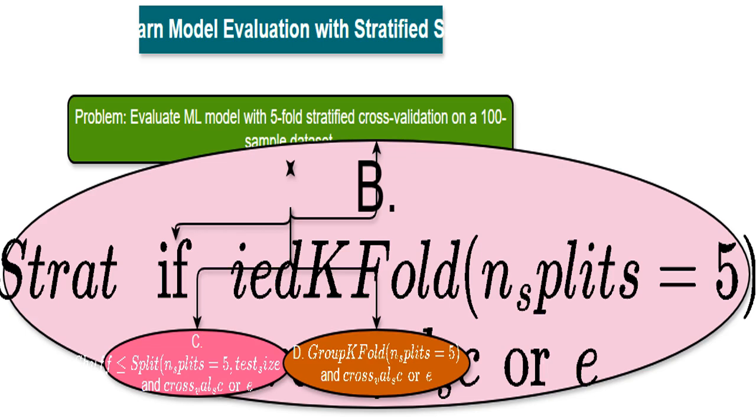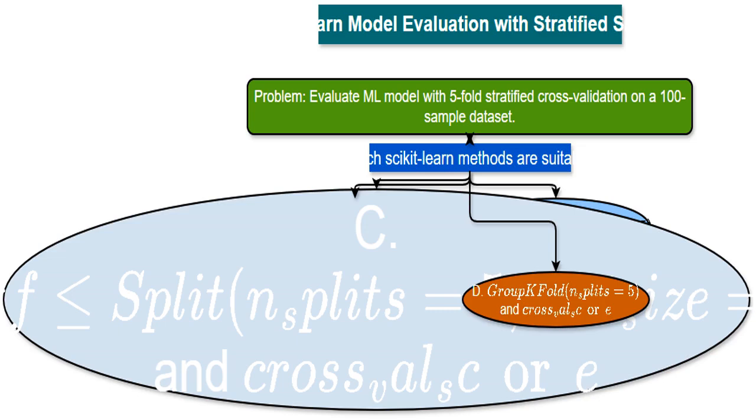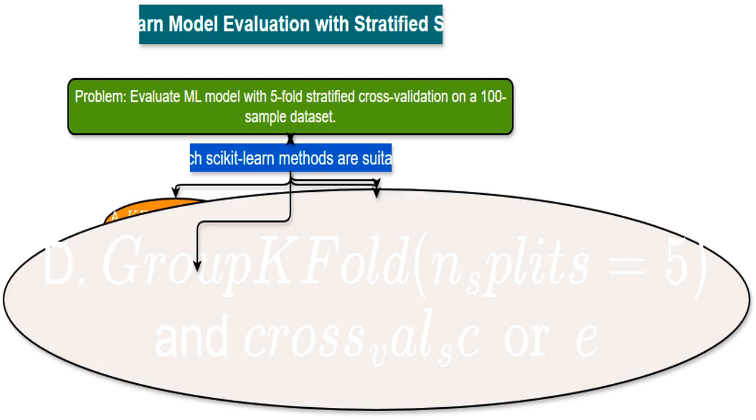Again, "cross_val_score" calculates accuracy. Option C uses "shuffle split", which randomly shuffles and divides data. While helpful for cross-validation, it doesn't guarantee similar data mixes across parts. "test_size equals 0.2" means 20% of the data is for testing. Option D uses "group k-fold", suitable when you have groups within your data that you want to keep together. This is not the right tool for this problem.